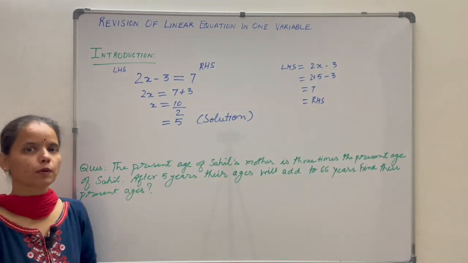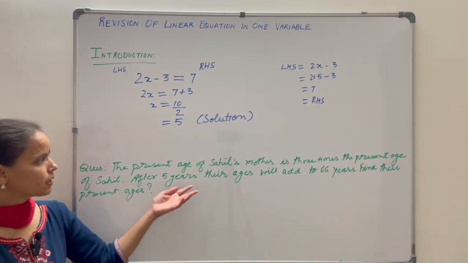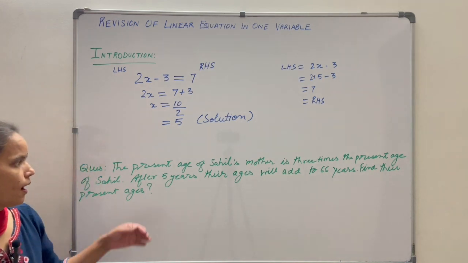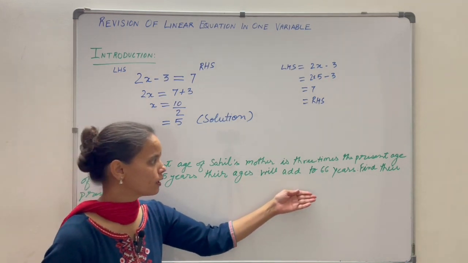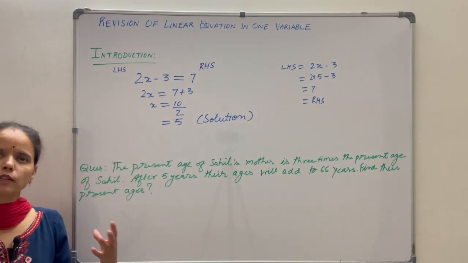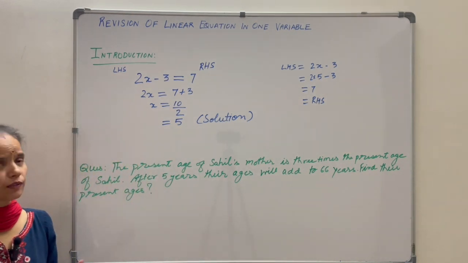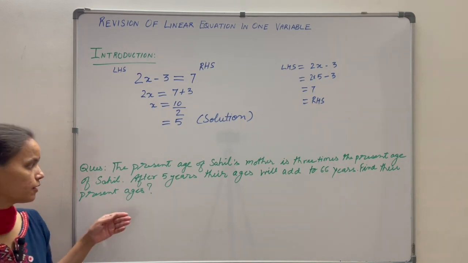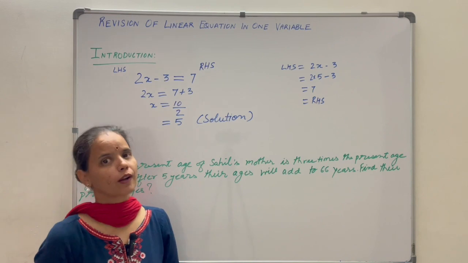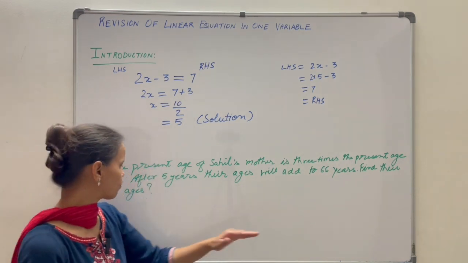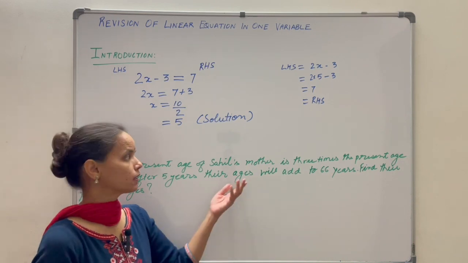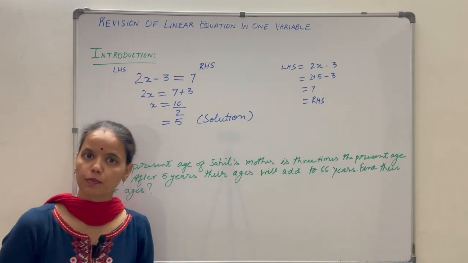Here is one problem on linear equation. The present age of Sahil's mother is 3 times the present age of Sahil. After 5 years, their ages will add to 66 years. Find their present ages. Most of the questions in linear equation in one variable can be solved by just assuming as a variable that which they ask you to find. So here they have asked you to find their present ages.